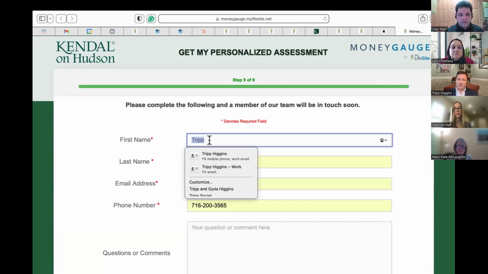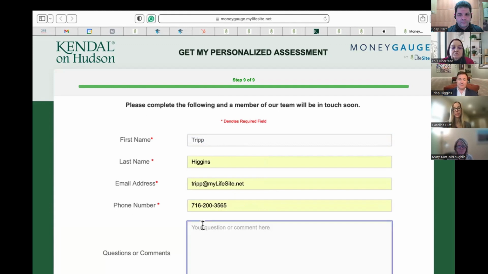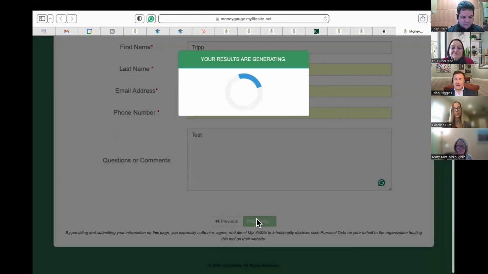So I'm going to plug my name in here. And you see that usually I've ordered something on Amazon, I think, and it has my information. And what it's done is made it very easy for me to just plug in my first name, last name, email, and phone number. I'm going to put this on a test because this will now flow directly to their contact management system. And a salesperson will be really excited to get my assessment here. And then what I'll do is hit submit, and this will calculate.